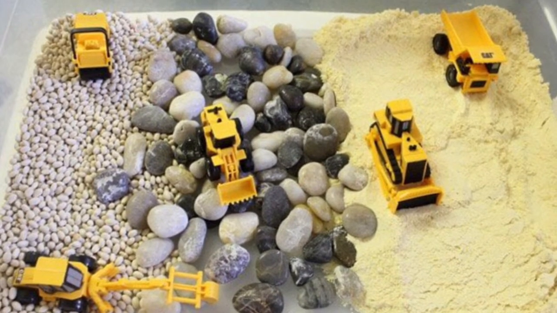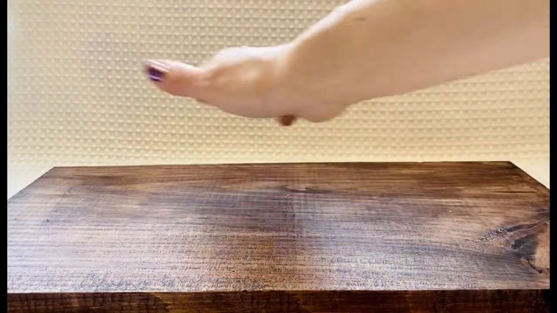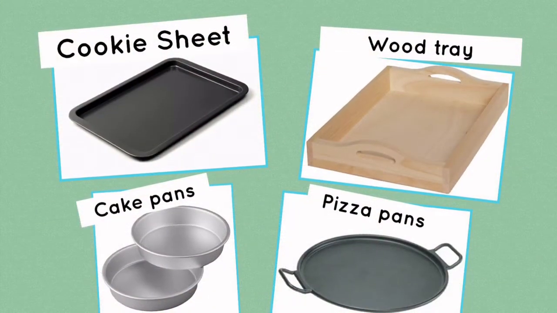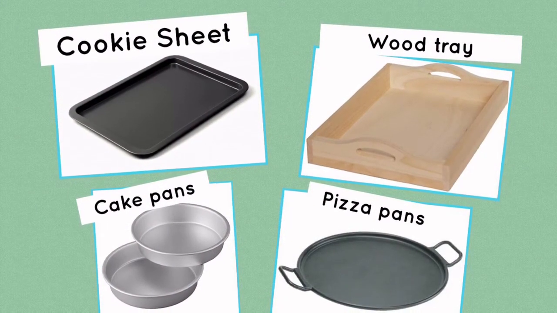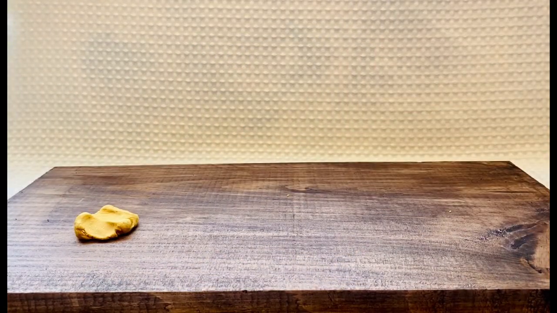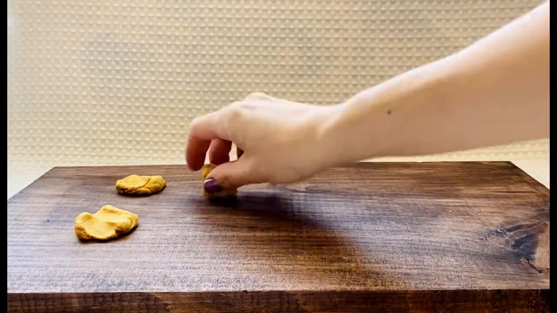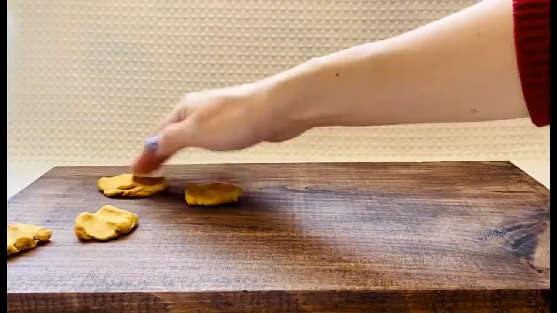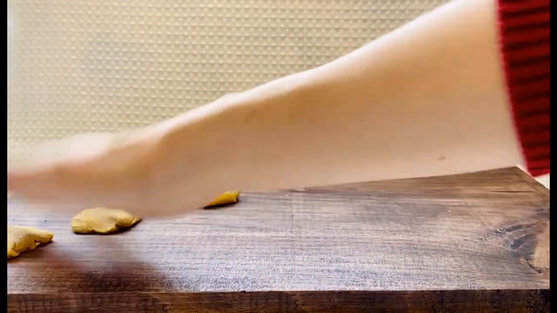I'm going to show you a few small worlds created from things around my home, using a board and a little bit of Play-Doh. You could use a cookie sheet, a wood tray, cake pans, or pizza pans to create your own small world. Let's get started. I'm going to squish up some Play-Doh, and I took a walk about the neighborhood and found something else that I could add to my small world. Let's take a peek.